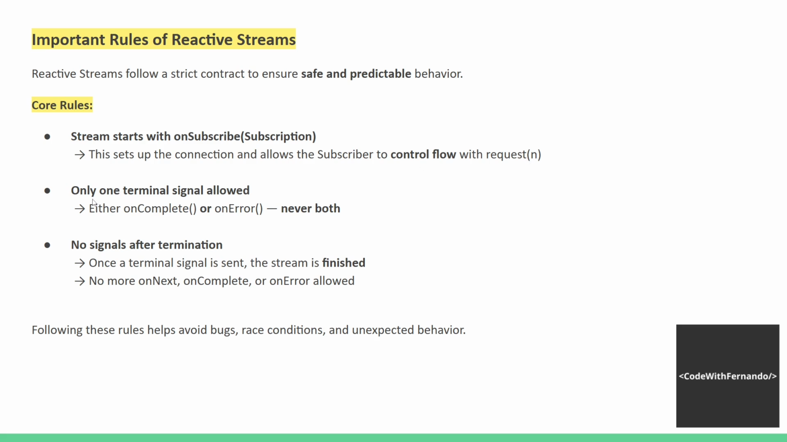Then we have only one terminal signal allowed, either on complete or on error, never both. So we need to use only one of those. No signals after termination. Once a terminal signal is sent, the stream is finished. No more on next, on complete, or on error is allowed.